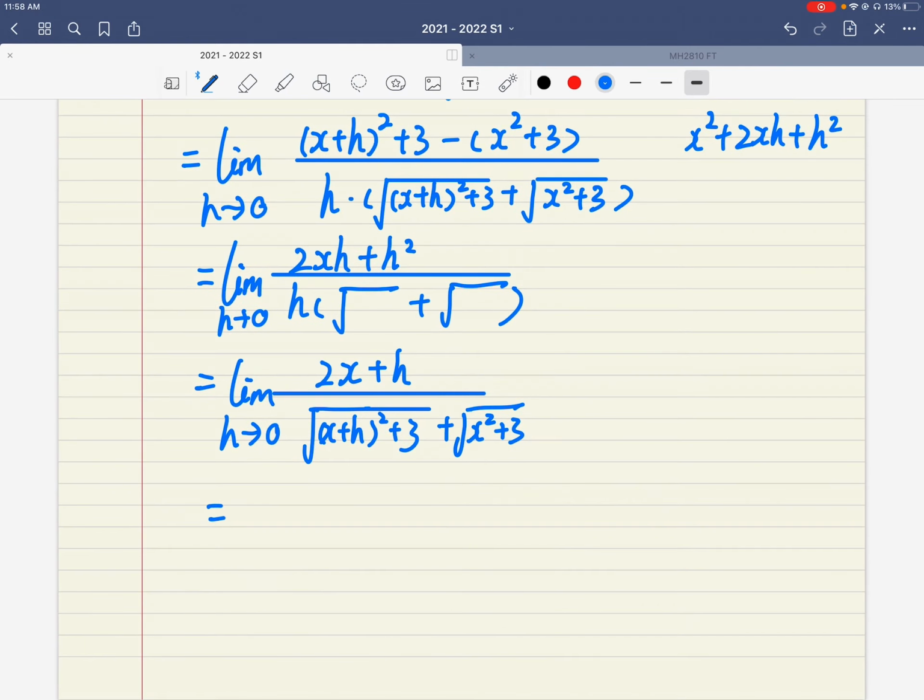Okay, then when h is 0, right, so you can see now you can do the substitution. When h is 0, the top is 2x. The bottom, when h is 0, is just (x plus 0) squared. Right, so it's just the square root of x squared plus 3, times 2. Okay, so it's just x over the square root of x squared plus 3.